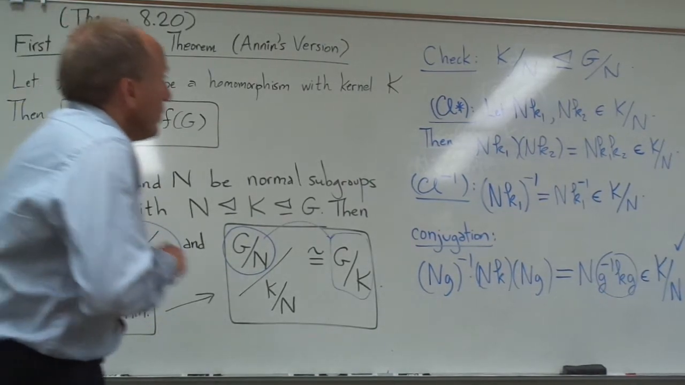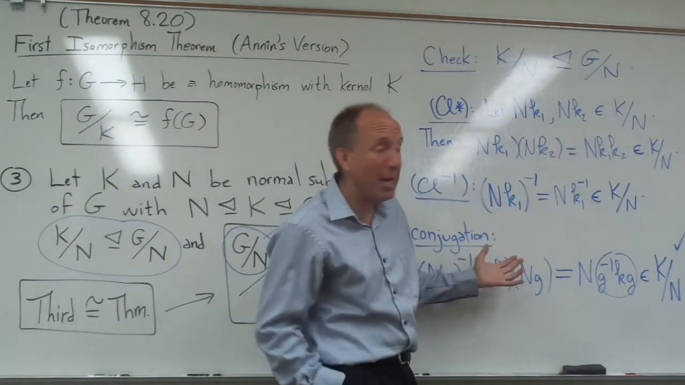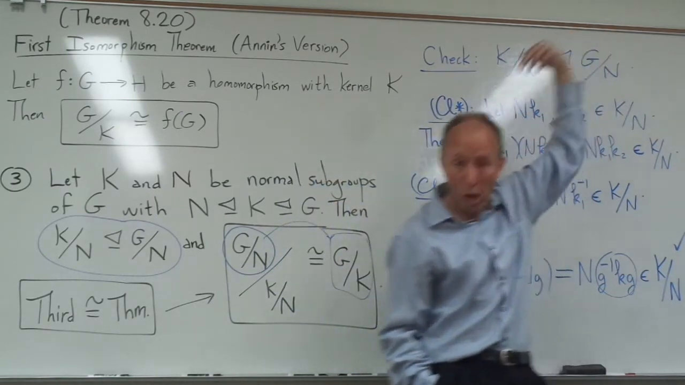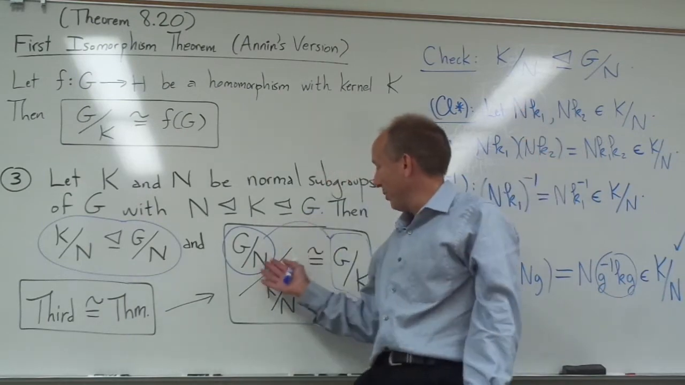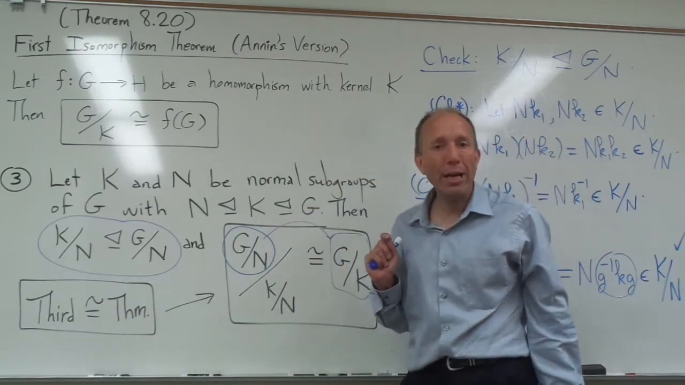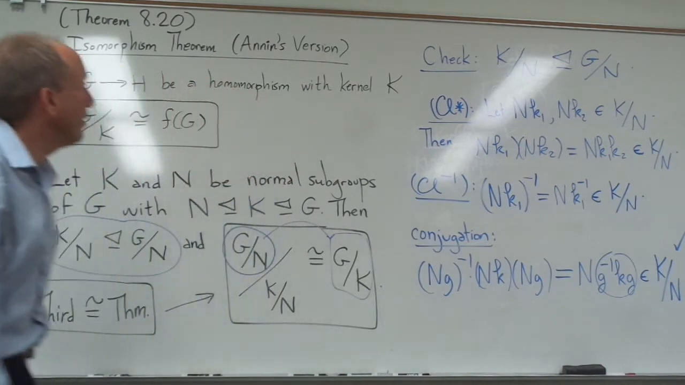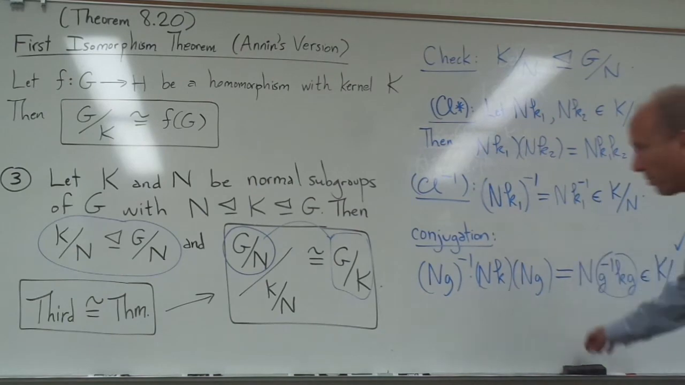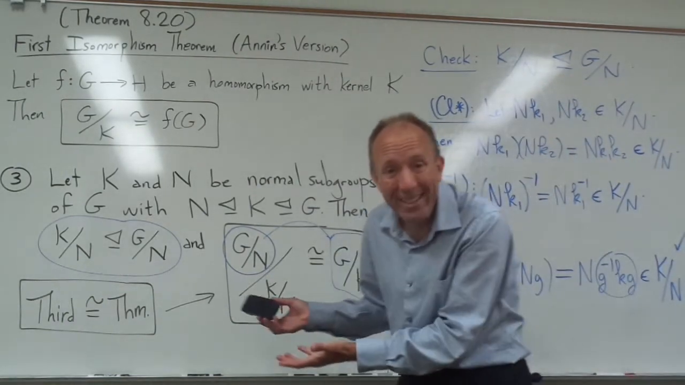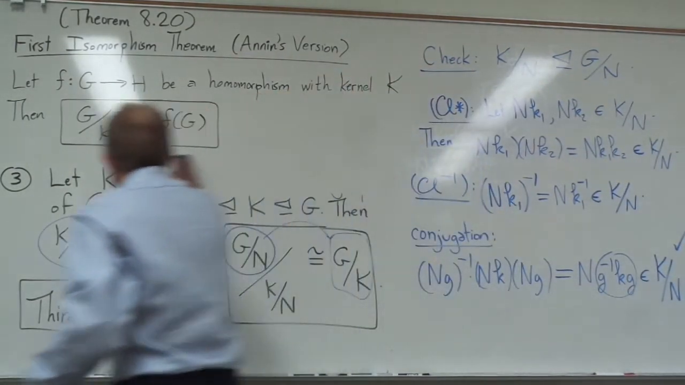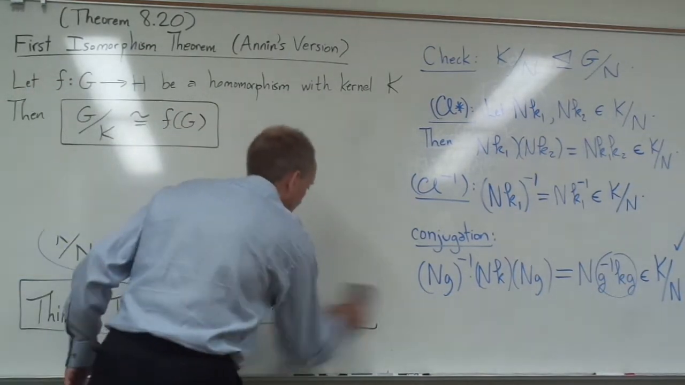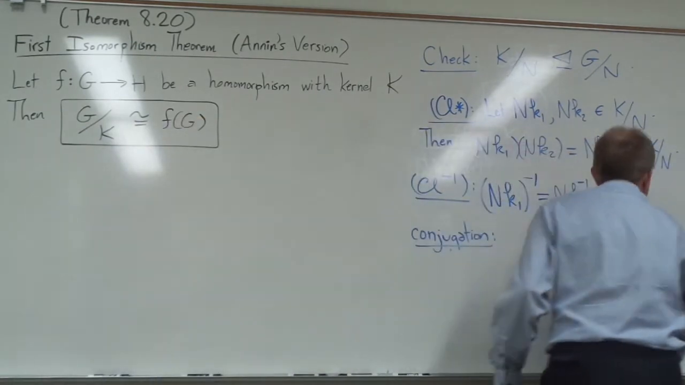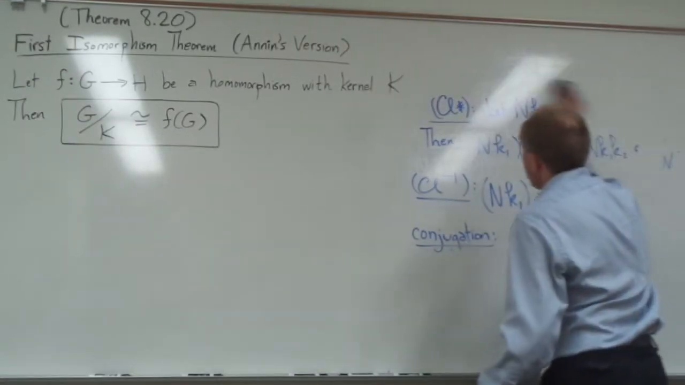So I should have checked this first. I apologize for that. I should check first that I have a normal subgroup of something before I mod out by it, which is what we're doing in the statement of the theorem here. But that's the verification for that part. The third isomorphism theorem will not get used as often as the first one. This first isomorphism theorem is really the one that we find so many beautiful applications of, and that you're going to hopefully get a lot of practice with.